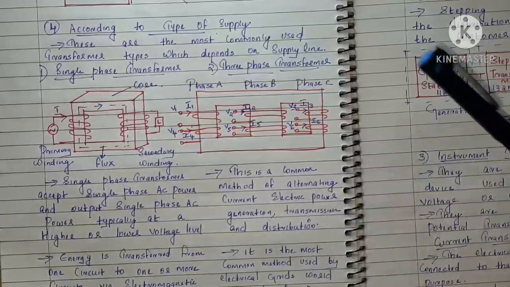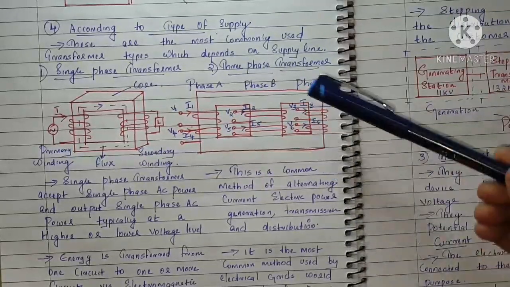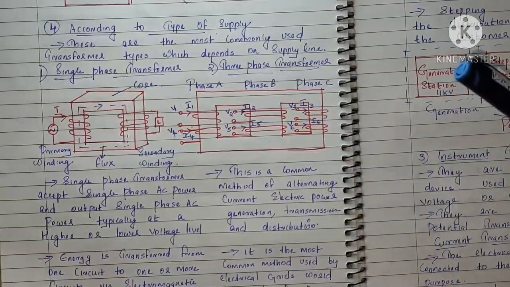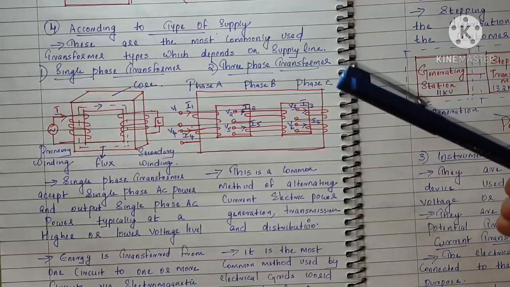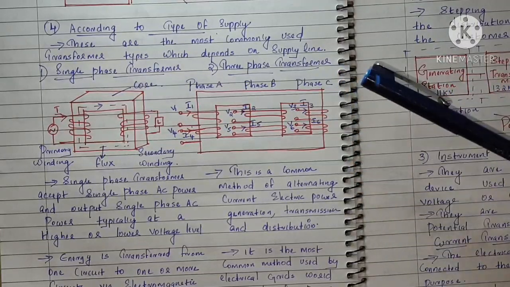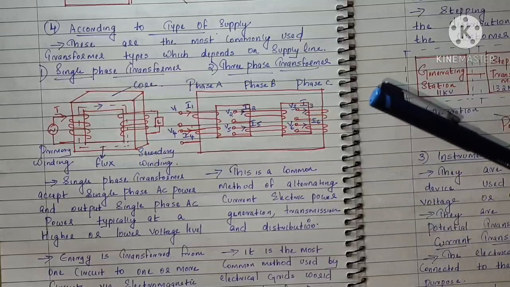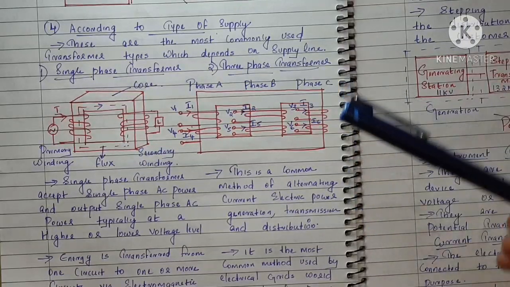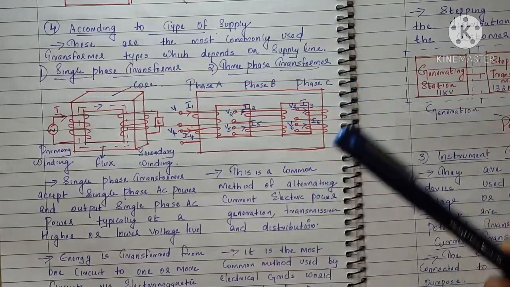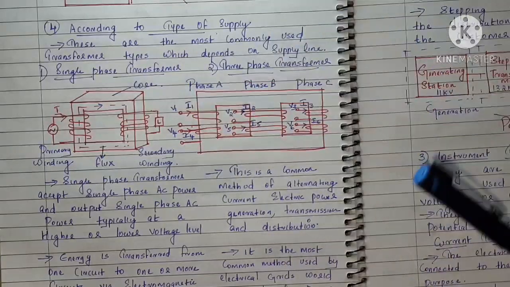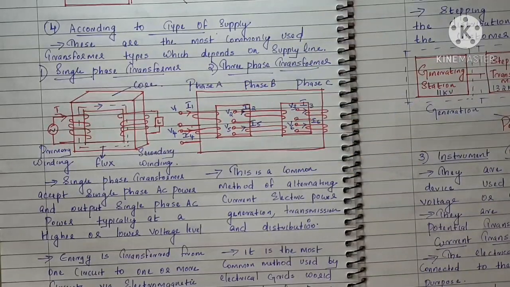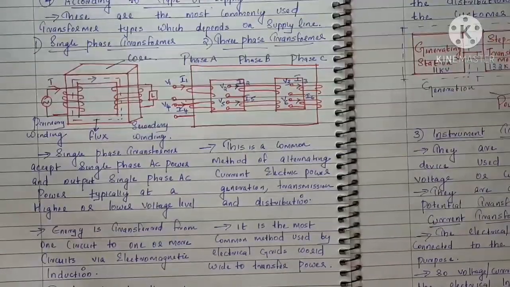The fourth classification is according to type of supply. These are the most commonly used transformer types, which depend on the supply line. According to type of supply, they are classified into two types: one is the single phase transformer and the second one is the three phase transformer.